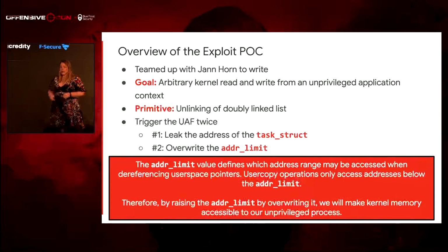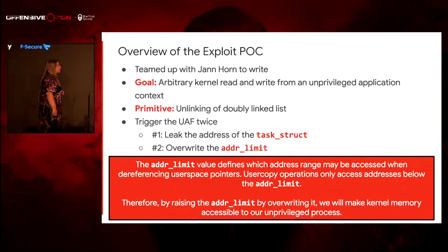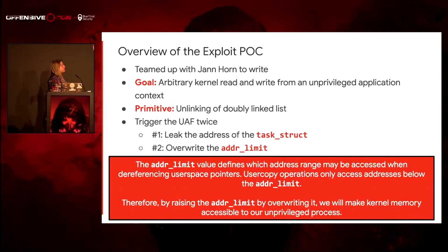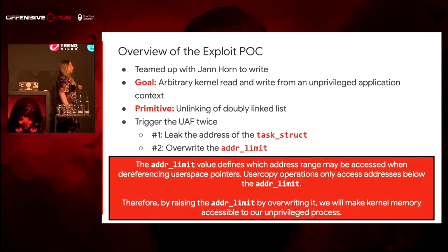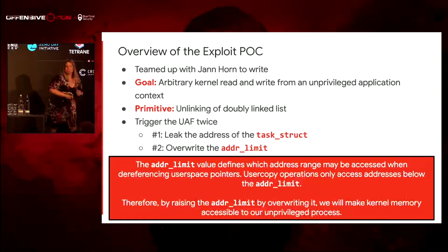So the address limit is a value which defines the address range that can be accessed when dereferencing user space pointers. So if we change that, then we, in our user mode, user space process, can now access kernel memory.